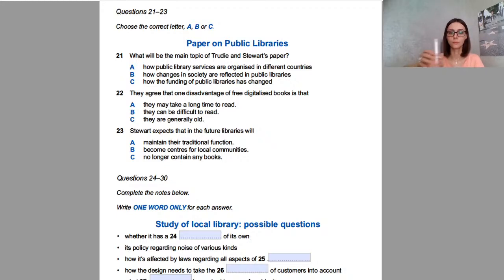OK, Stuart, we need to start planning our paper on public libraries. Have you thought of an angle yet? Well, there's so much we could look into. How libraries have changed over the centuries, for instance, or how different countries organise them. What do you think, Trudy?